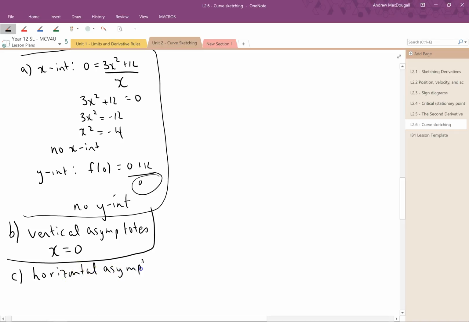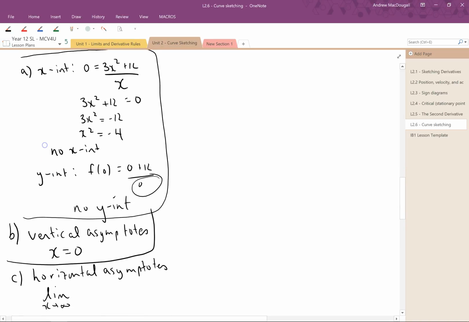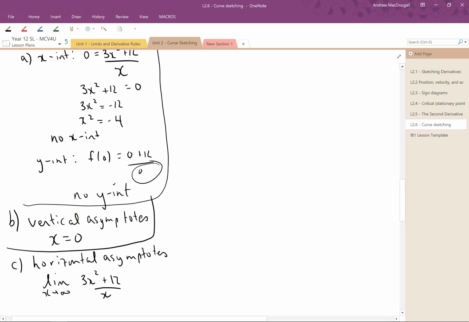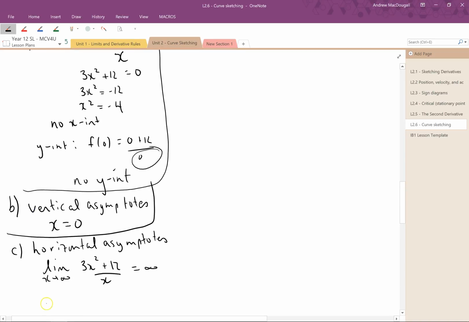Now remember, horizontal asymptotes are the limits as x goes to infinity of our function, as well as negative infinity. 3x squared plus 12 over x. This limit is actually infinite because the degree on the top is bigger than the degree on the bottom. So this is going to grow forever as x grows. Similarly, as x goes to negative infinity, the degree of the top is still bigger than the bottom.